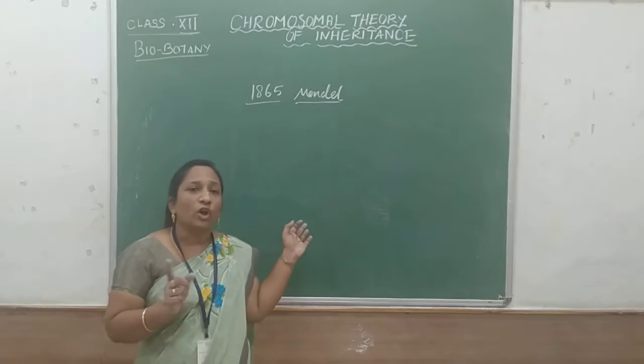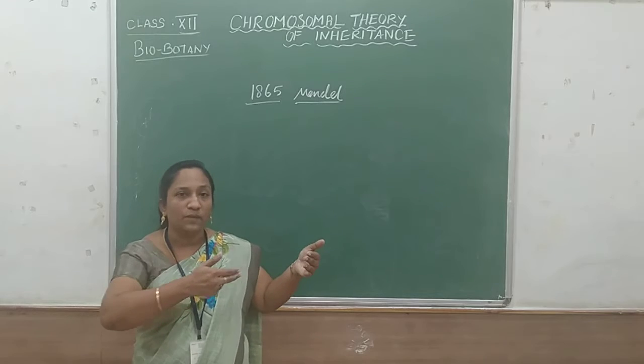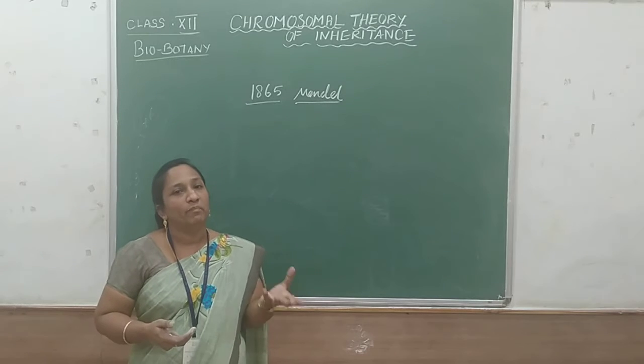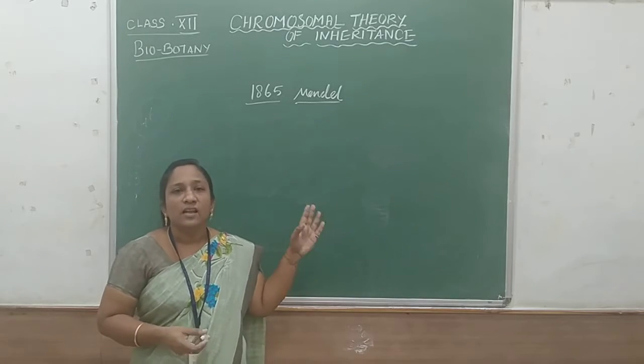For that he chose the pea plant, Pisum sativum. We already learned in the second lesson the benefits of why Mendel chose the Pisum sativum plant and what he did. Everything we learned in the last lesson, okay.